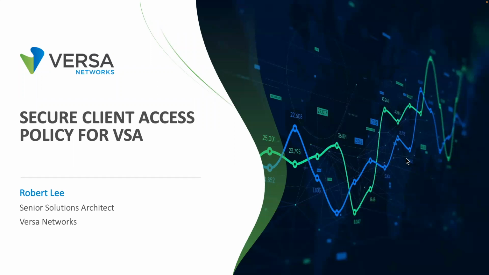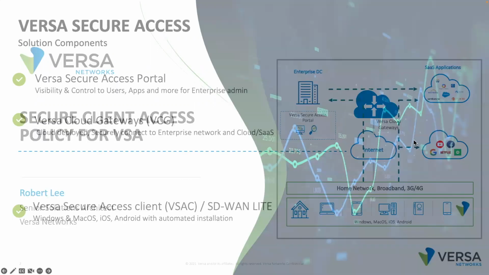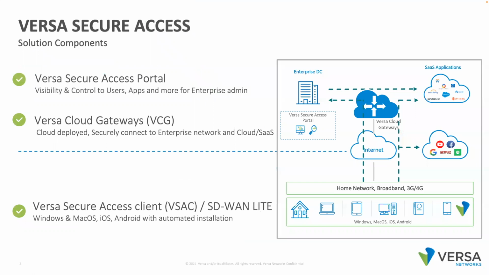This is a short video on configuring secure client access policy for Versa Secure Access. Versa Secure Access is an industry-leading solution in delivering Secure Access Service Edge, or SASE, using Zero Trust Network Access architecture. It provides secure access to enterprise and cloud applications from anywhere.